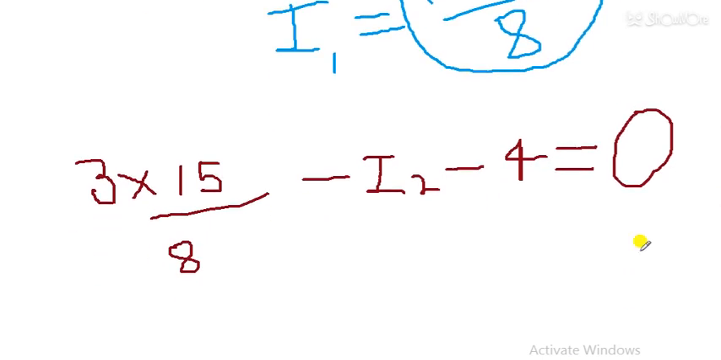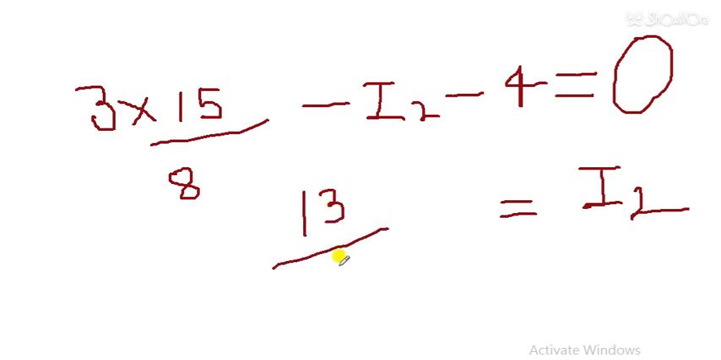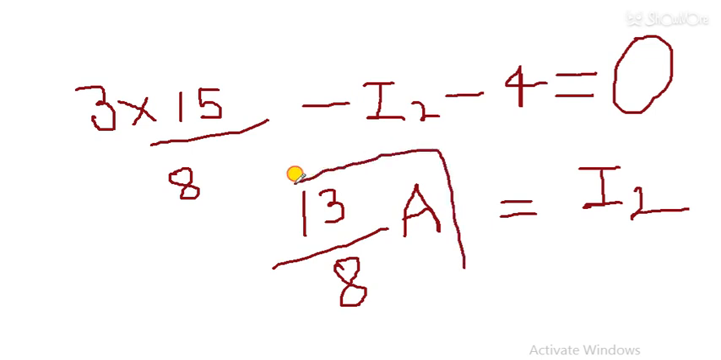So after this I will take I2 on the right hand side. On the left hand side I will get 15, 3 is the 45. So 45 minus 8 for the 32. So 45 minus 32 is 13. So value of I2 comes out to be 13 by 8 ampere. This value is also positive. That means we have taken the right direction of I2.